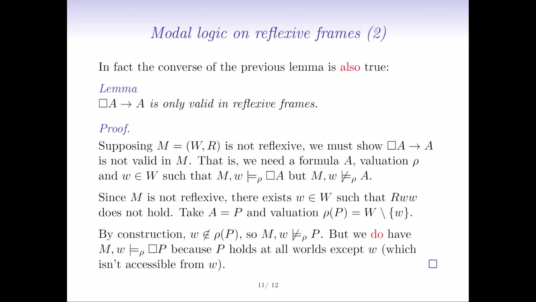So we've managed to find some instance of this formula, box P implies P. And we've managed to find some world and some valuation such that the formula becomes false in that world, just assuming that the frame is non-reflexive. So the formula is not valid in that frame. The conclusion is that if a frame is not reflexive, then the formula box A implies A cannot be valid in that frame.